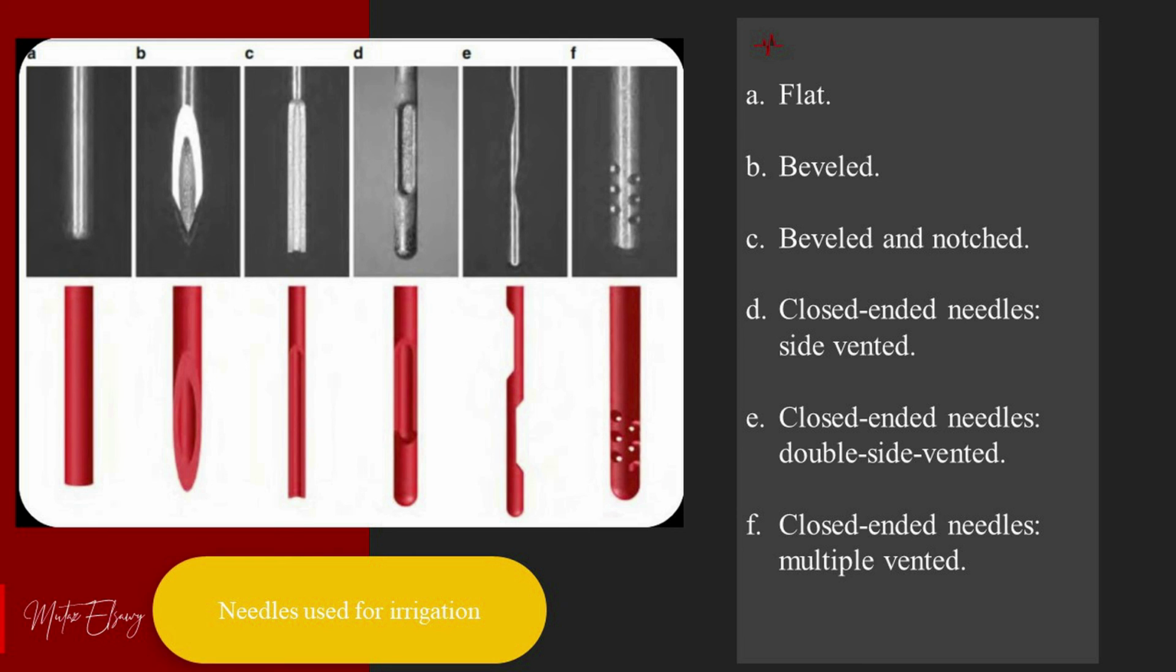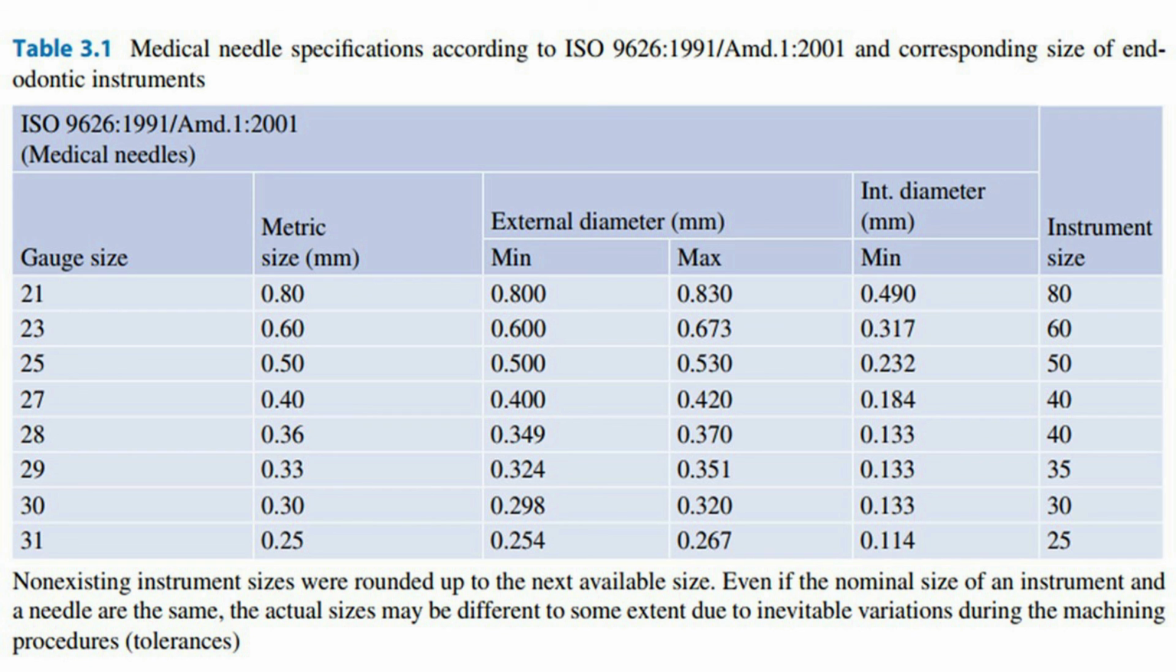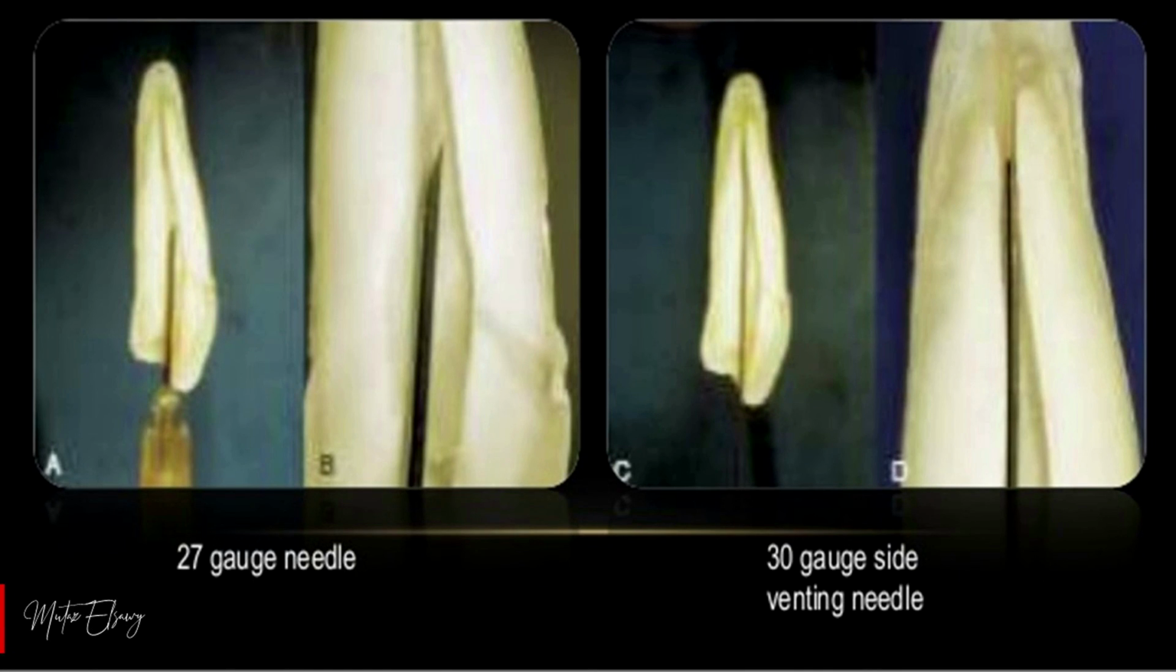This is the shape of the needle. So what about the size? In this slide you can see the needle gauge size. You can place the needle so near to the apex or so far away. The rule is the larger the number, the smaller the size. You can clearly see the difference between the 27 and 30 gauge in this slide.